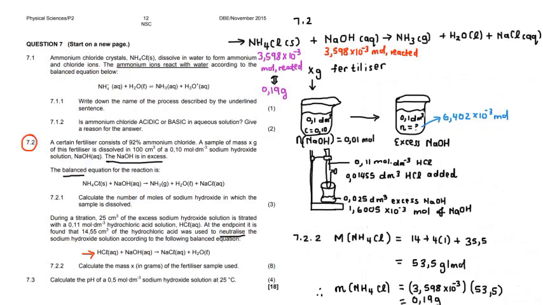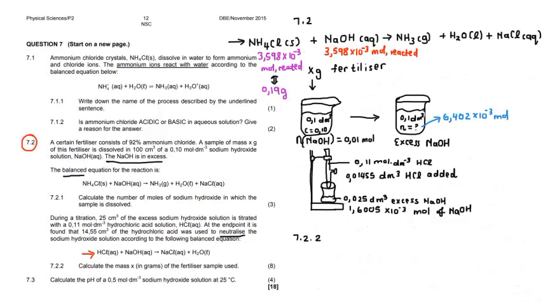Now we have finally reached our final step. Because we were not asked to calculate the mass of ammonium chloride crystals within the fertilizer, we were actually asked to calculate the mass of the fertilizer itself. So we need to add a final step.